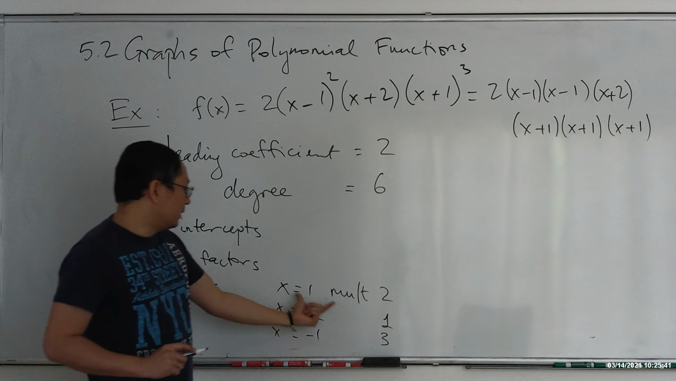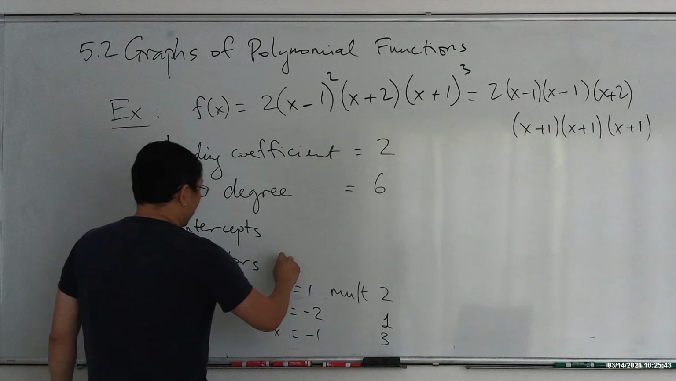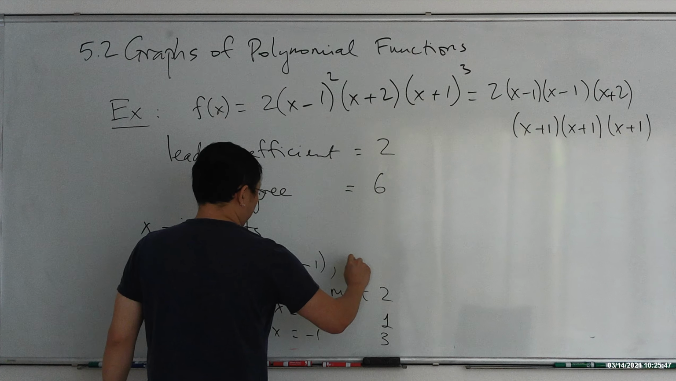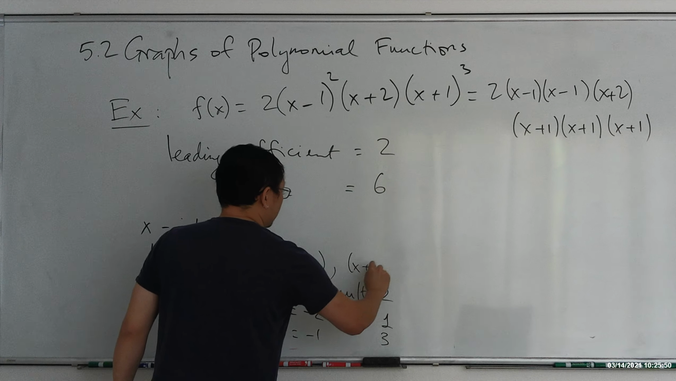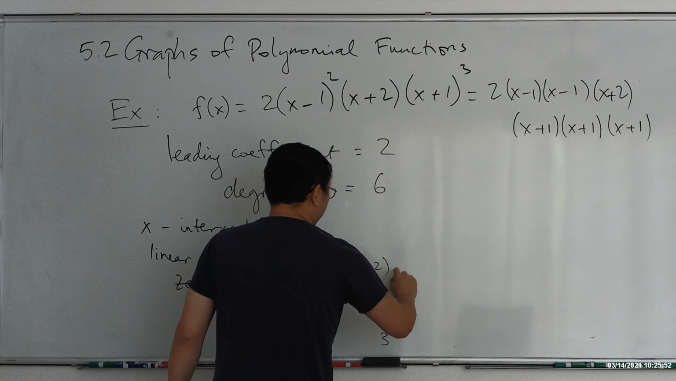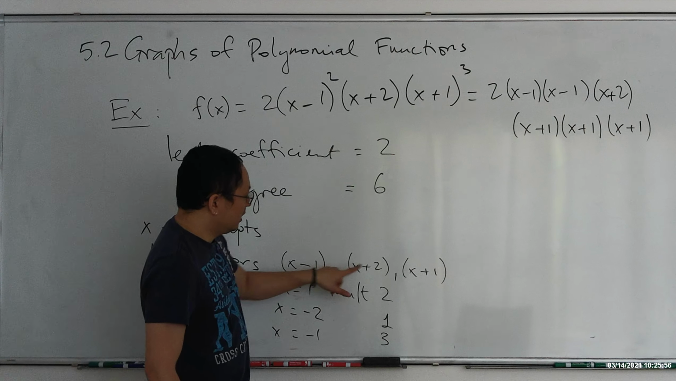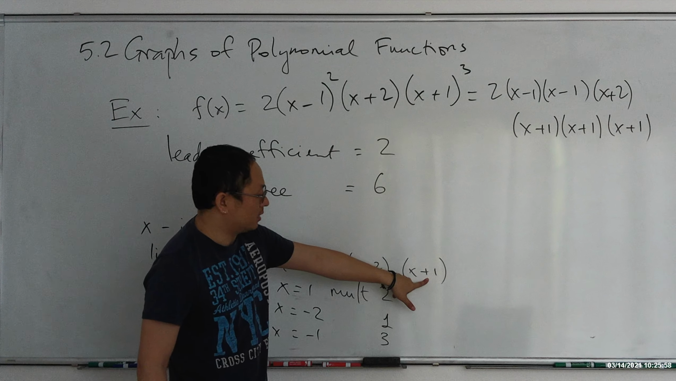And with those zeros, you have the linear factors. What are they? x minus 1 is a linear factor, x plus 2 is another linear factor, and x plus 1 is a linear factor. This is multiplicity 2, this is multiplicity 1, and this is multiplicity 3.